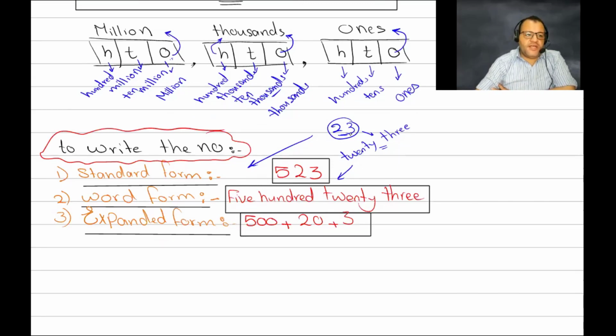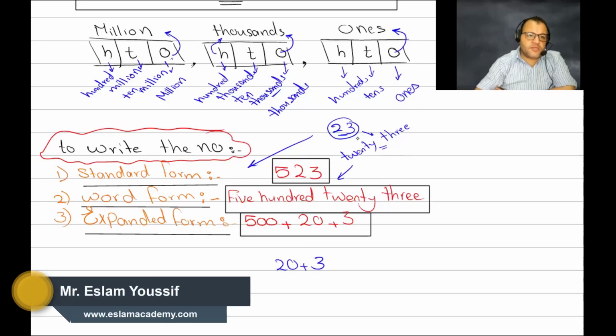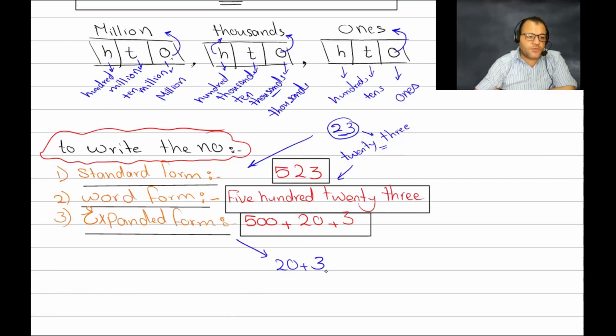What is the place value of 3 now? It's ones. So its value is 3. What is the value of 2? The 2 is in tens, so it will be 20. So I will write 20 plus 3. What is the answer for 20 plus 3? 23. It gives you the same answer. So they are the same. If you write it this way, 20 plus 3, it is called expanded form.